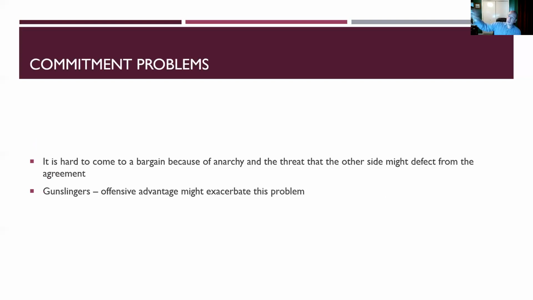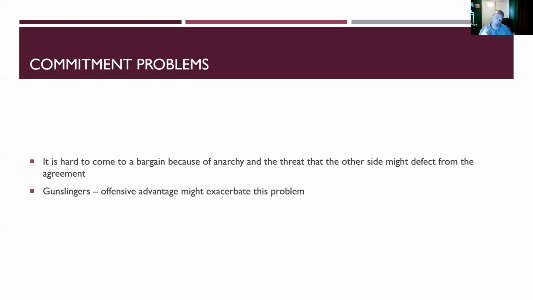And then he says, look, it is hard to bargain because of anarchy in terms of commitment problems, and the threat that the other side might defect from the agreement, right? Might go back on the agreement later. And he talks about gunslingers. Imagine a town in the old American West, and you've got these two gunslingers going around the town, and they're both afraid of each other, right? Because they're both the best, the quickest draw in the town. They're dominating the place, but they're both afraid of each other.